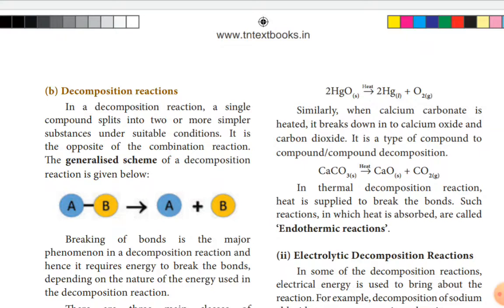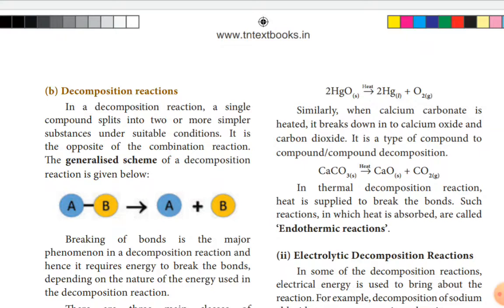But in all these reactions, heat is absorbed, so they are called thermolysis reactions or thermal decomposition reactions. In a thermal decomposition reaction, heat is applied to break the bonds. Such reactions in which heat is absorbed are called endothermic. In this reaction, heat is taken for the breaking of bonds, so they are called endothermic reactions. So what is called the exothermic reaction?